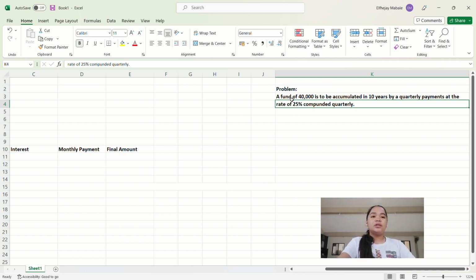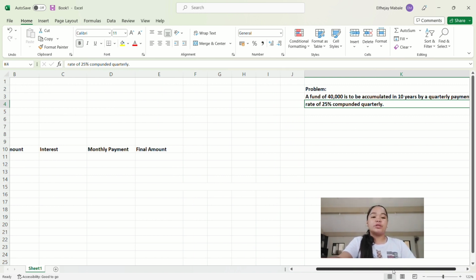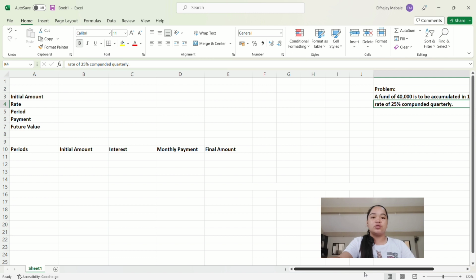Example: a fund of 40,000 is to be accumulated in 10 years by quarterly payments at the rate of 25% compounded quarterly. So this is our example in making our sinking fund schedule.